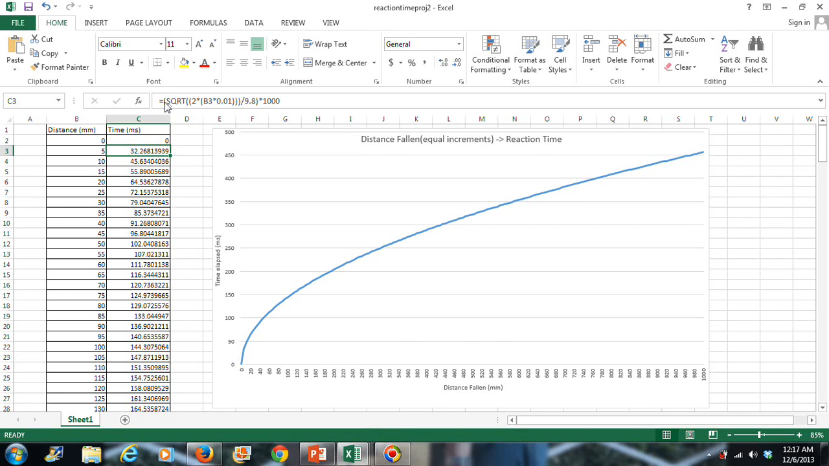You can see it is the square root of 2 times distance times 0.01, and that's to keep the units correct, divided by the acceleration due to gravity, and then multiplied by 1000 to keep the units right. So you can see that this is the equation that makes this graph, and it shows us how to make our reaction strip, because we make it with these increments of millimeters, and it gives us these reaction times.